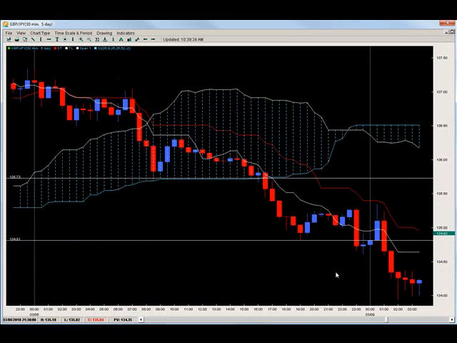So this is how powerful Kumo breaks can be when you have a lot of factors in play. And the two key elements for this video that you want to look out for is time on one side of the market and also the thickness of the Kumo.